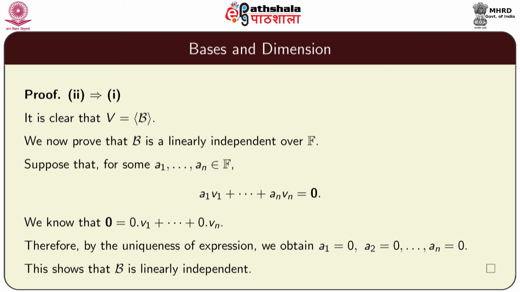But we know this trivial linear combination, that means 0 dot V1, etc. up to 0 dot Vn is equal to the 0 vector, and statement 2 says that such linear combinations are unique, and therefore, by the uniqueness of expression we get A1 must be equal to 0, A2 must be equal to 0, and An is equal to 0. Therefore, the set B is linearly independent, and therefore, the set B is a linearly independent spanning set, that is a basis of the vector space V.